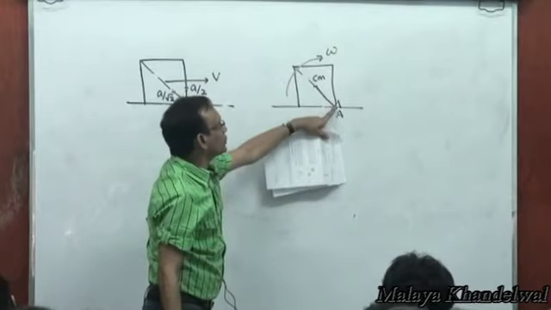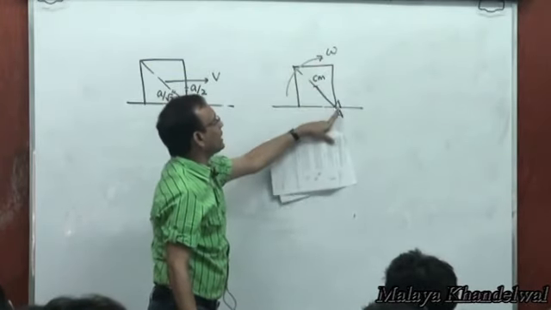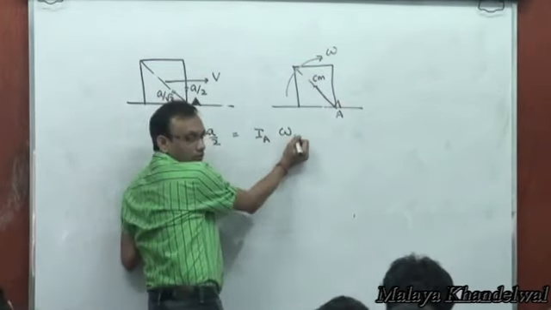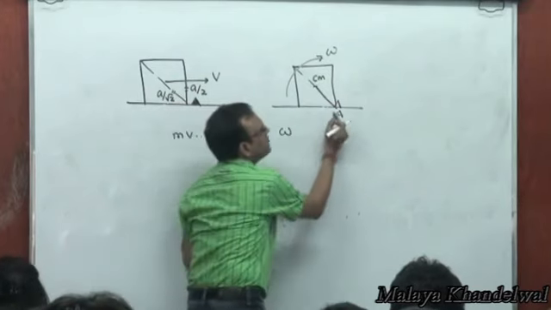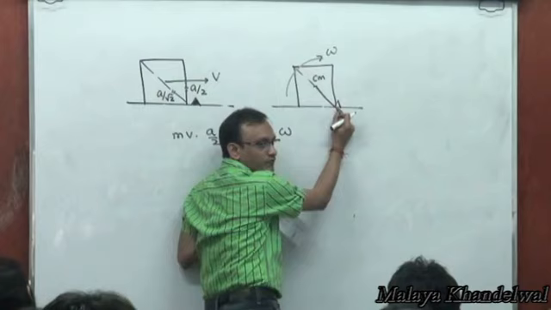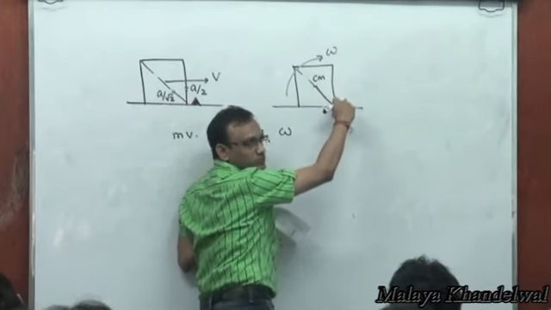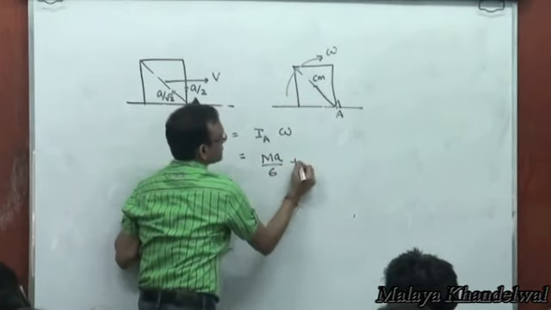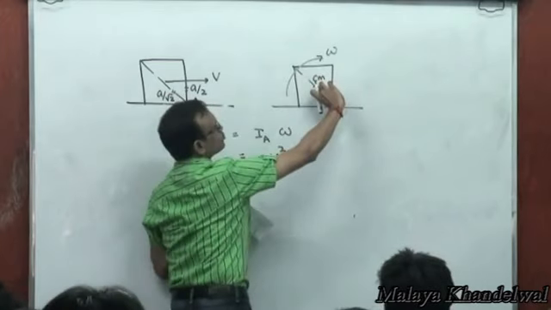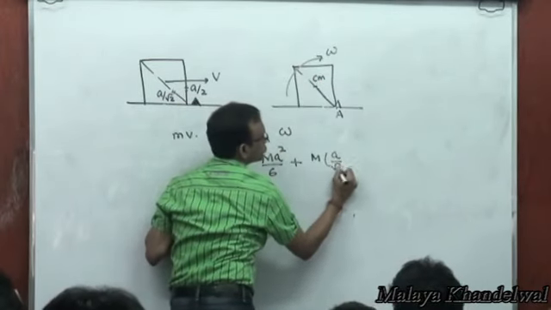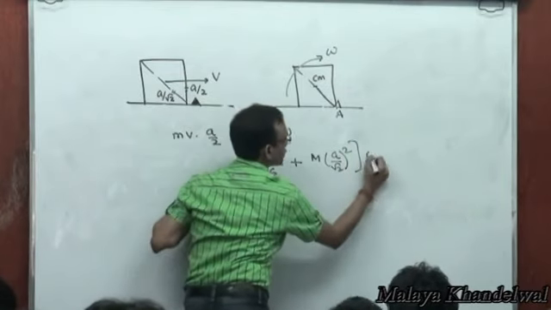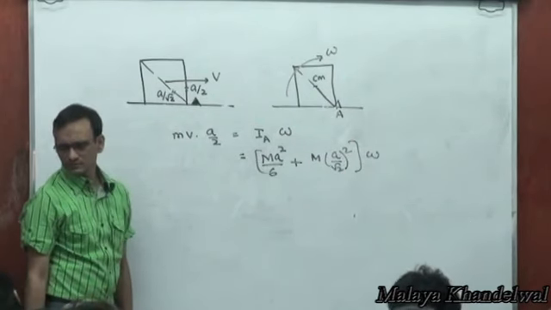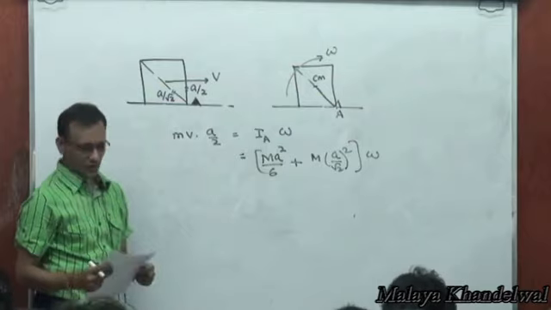So then the angular momentum about A is simply going to be I about A into omega. Right? Topple means it gets into a state of pure rotation about A with an angular velocity omega. So you preserve angular momentum about A. And I about A is what? ma squared by 6 plus m into (a by root 2) squared. That's the parallel axis theorem. Simple. What's the answer? Agra.